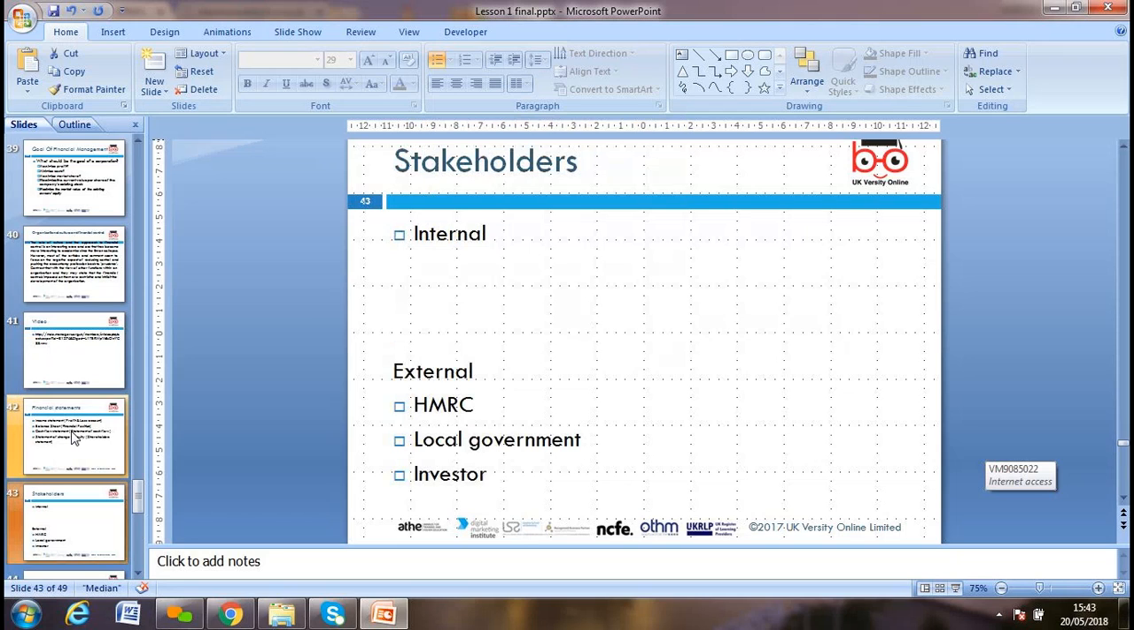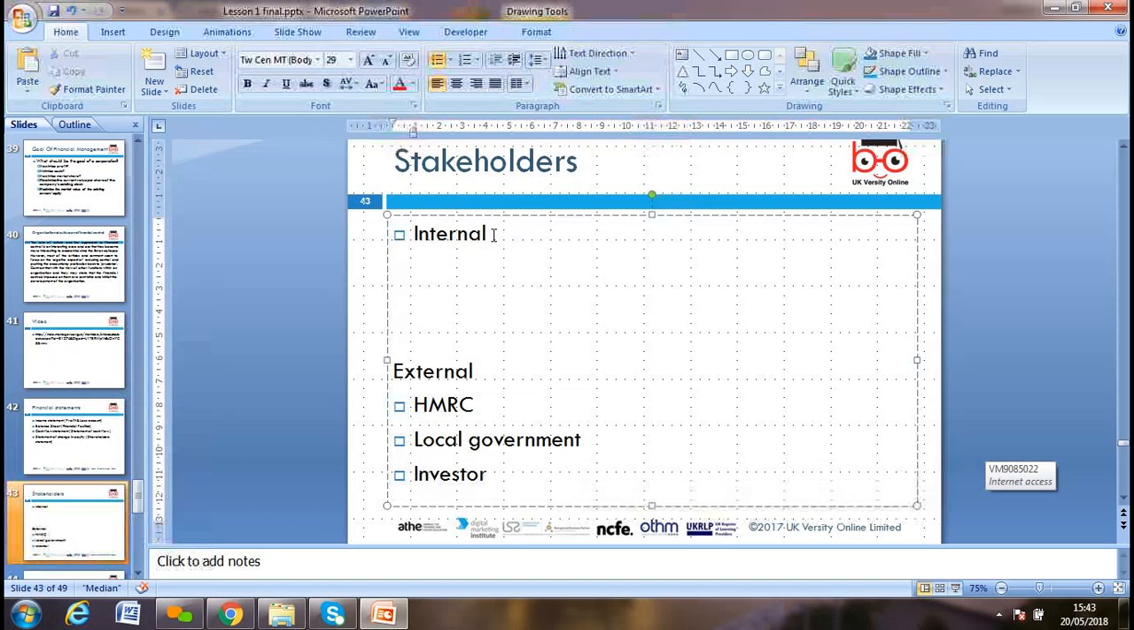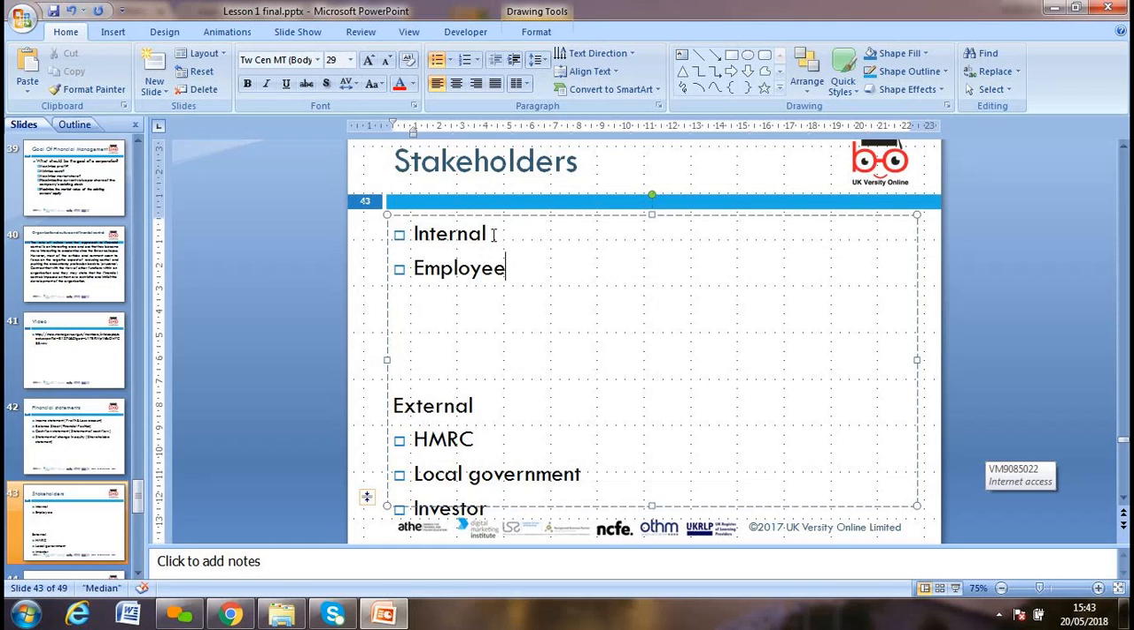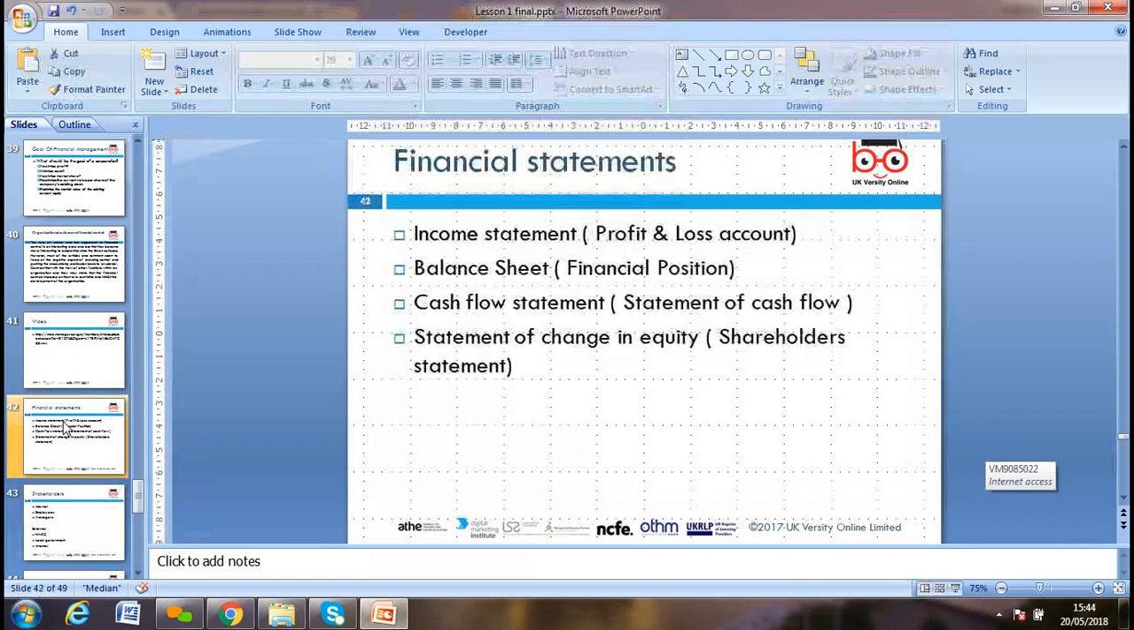Okay. So stakeholders: a stakeholder means anybody who has any interest. Internal stakeholders can be employees and managers. And external stakeholders are HMRC and local government. So these are all external.